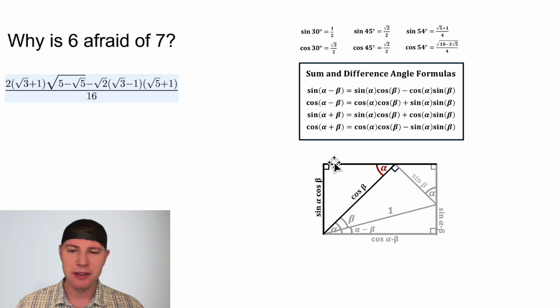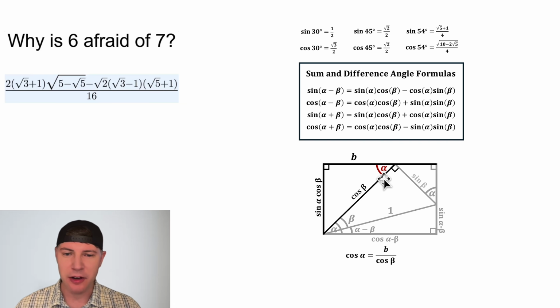And we can do the same thing for this up here. Let's call it B. And we'll say cosine of alpha is equal to adjacent over hypotenuse, which will be B over cosine beta. Next, we can multiply both sides by cosine beta, and that gives us cosine alpha cosine beta is equal to B. So we can update this up here.